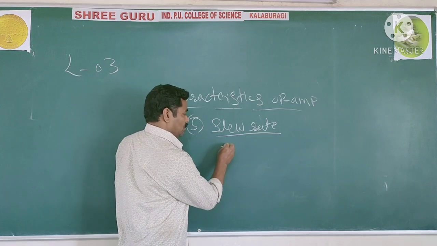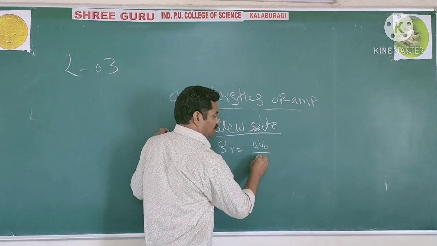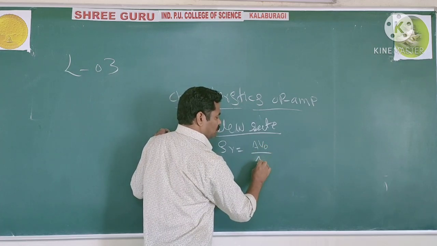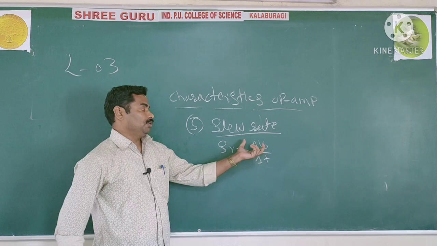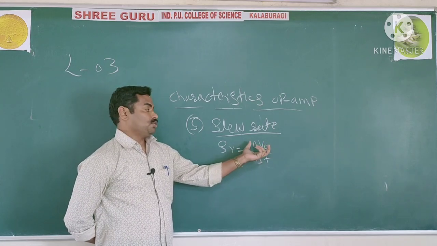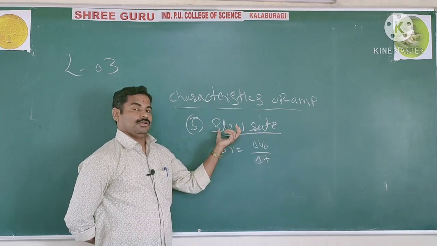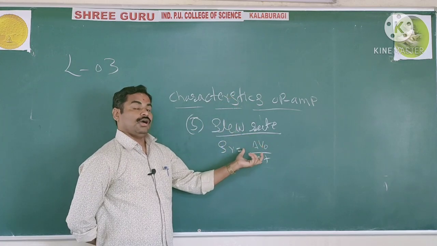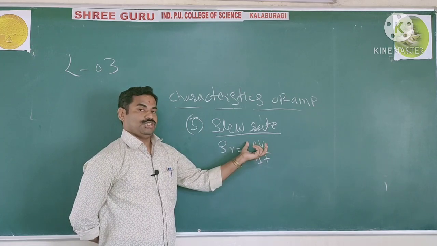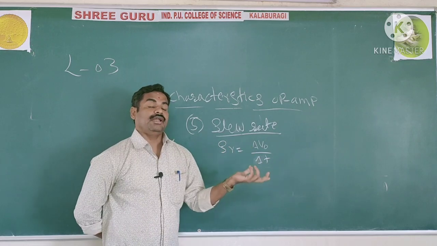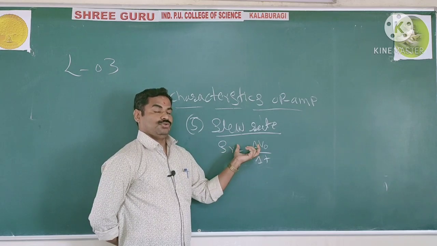The slew rate, you can write SR, equal to the ratio of the small change in output. Nothing but the maximum rate of change of output with respect to the input. Once again, what is slew rate? It is a very important characteristic of the operational amplifier. How can we define the slew rate? It is the maximum rate of change of output voltage with respect to time.